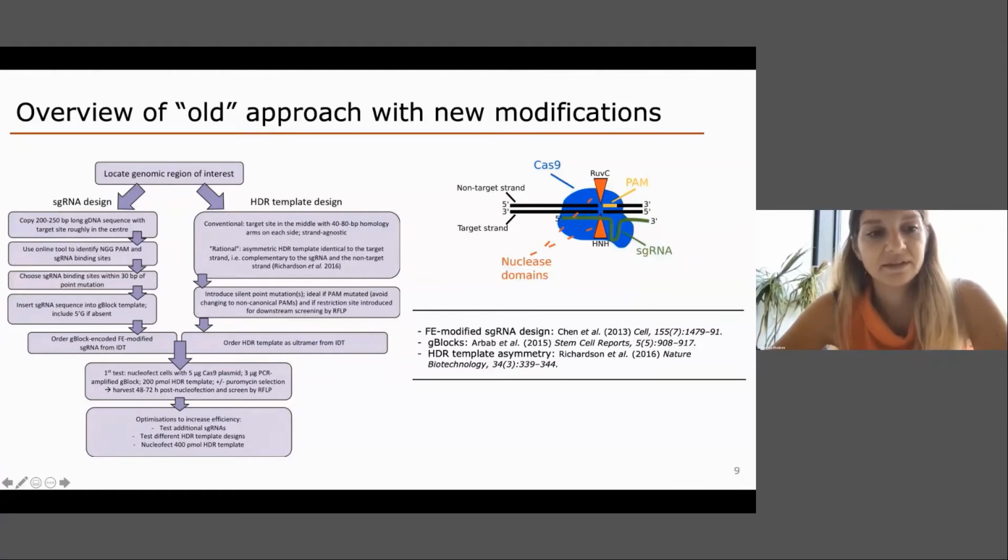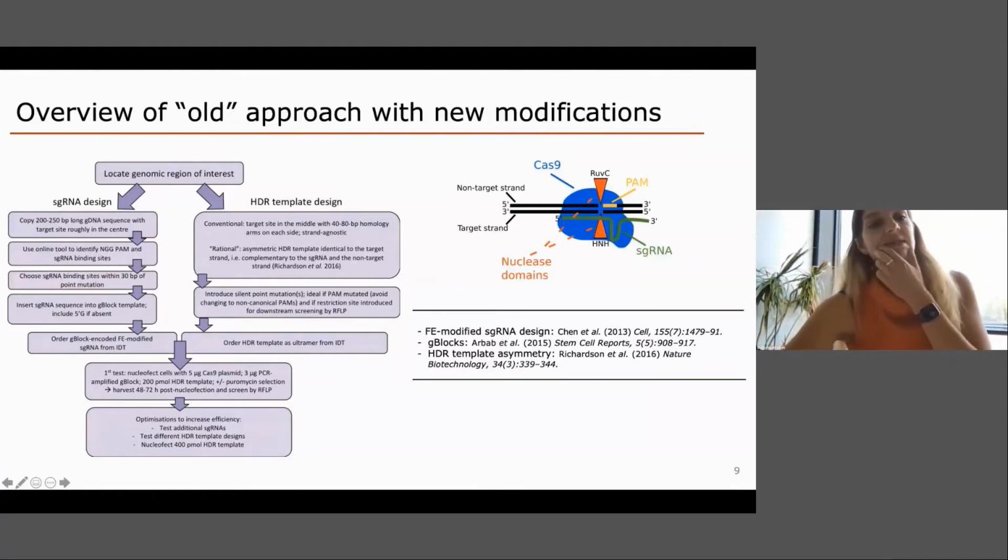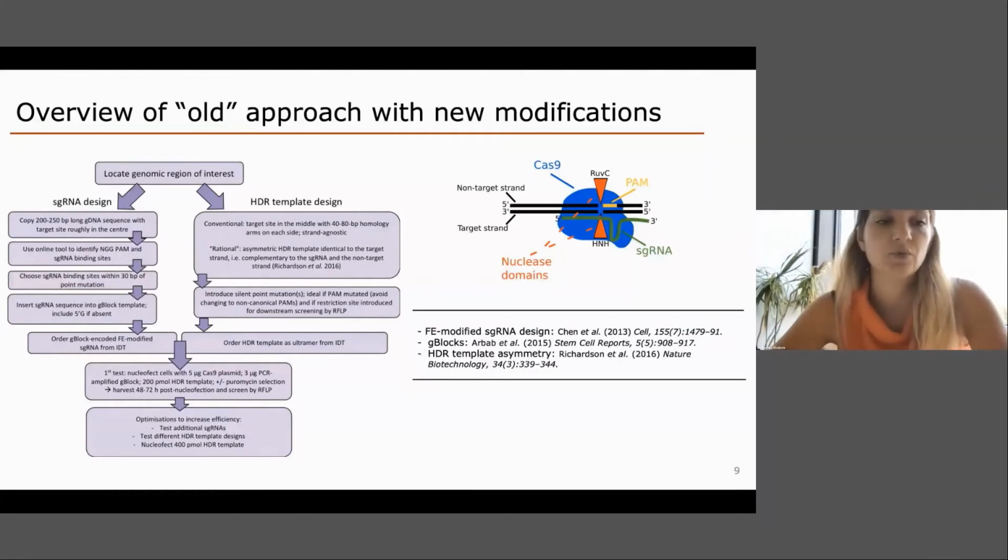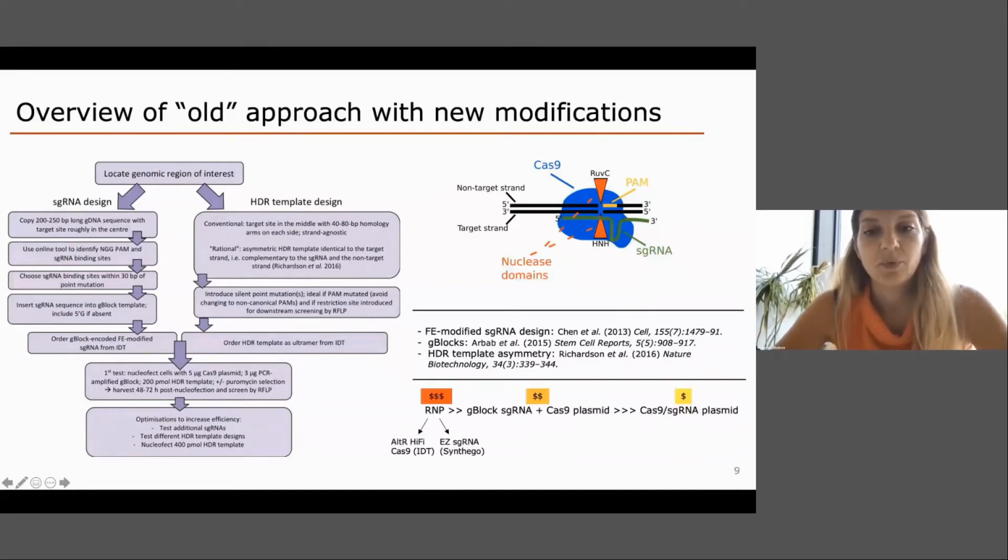The way I delivered the single guide RNA sequence into cells was by using a so-called gBlock. These can be ordered commercially and are fairly cheap. It's basically a block of DNA that encodes the guide RNA with some additional modifications that make it more stable and better expressed in cells. And that was actually quite important when I was initially testing everything in a simple cell system such as HEK cells.